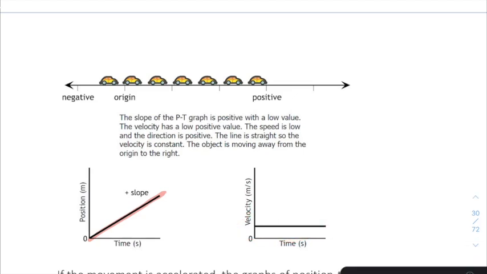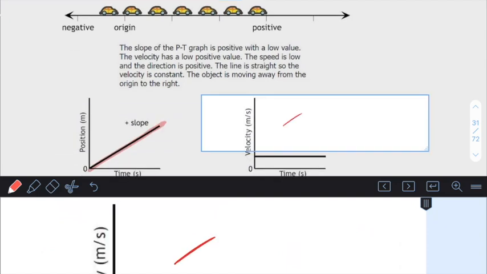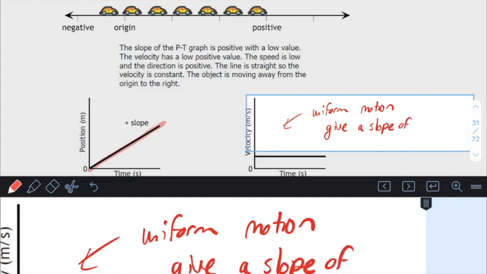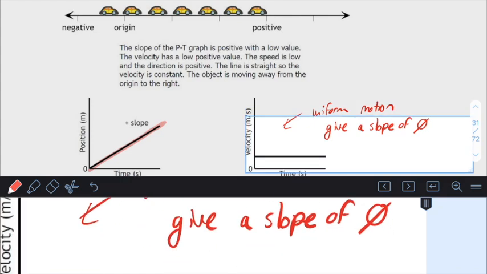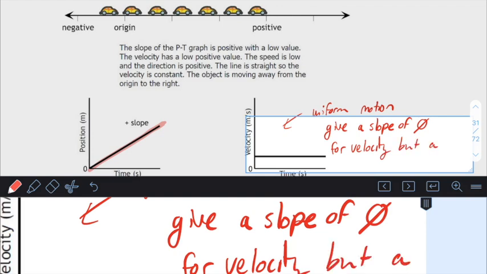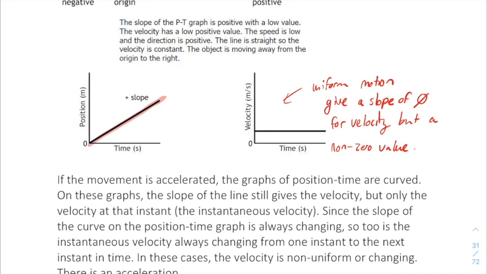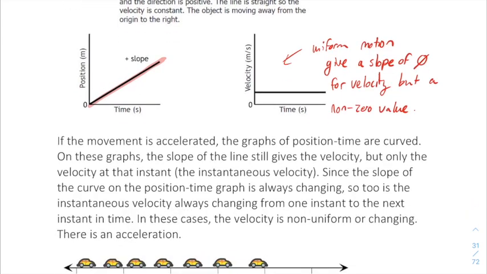So here, uniform motion gives a slope of 0 for acceleration, but a non-zero value for velocity. And just the same, think about what would this look like if it was moving backwards.